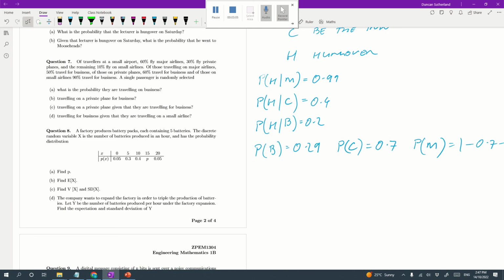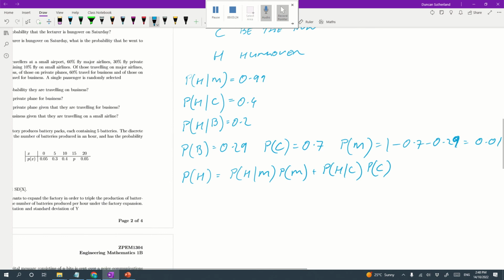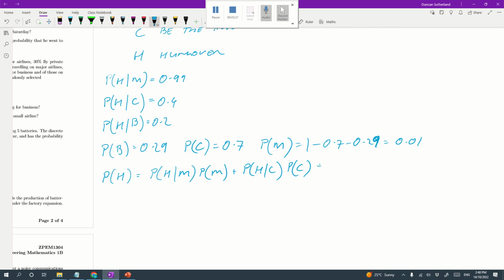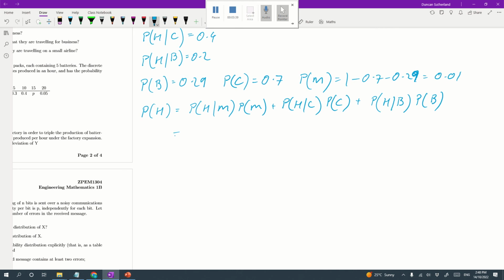So part A is asking what's the total probability of being hungover. Well, we employ our usual law: probability of hungover given Mooseheads times the probability of going to Mooseheads, plus probability of hungover given that I went to the Old Canberra Inn times the probability of going to the Old Canberra Inn, plus probability hungover given the Polish Club times the probability that I went to the Polish Club. So this is just an exercise in calculator skills now.